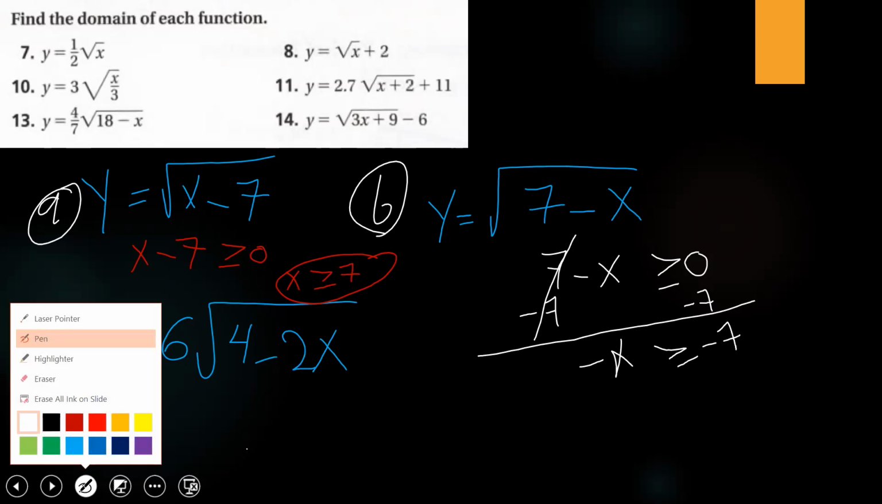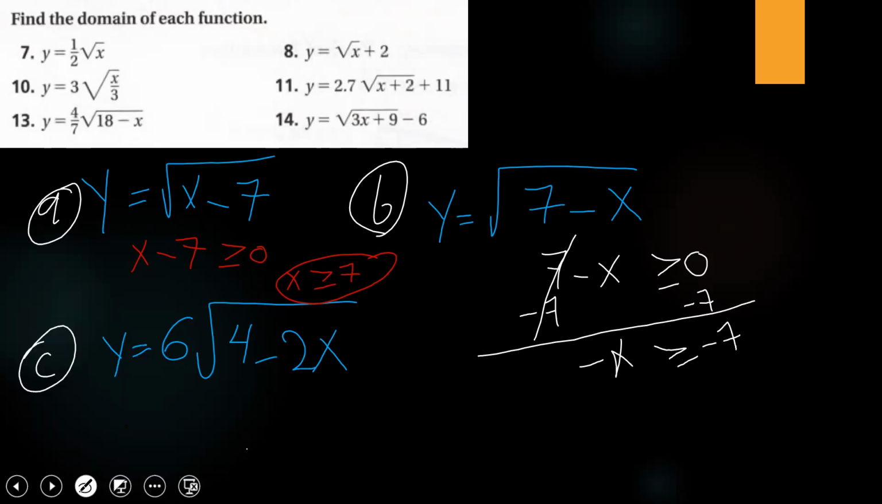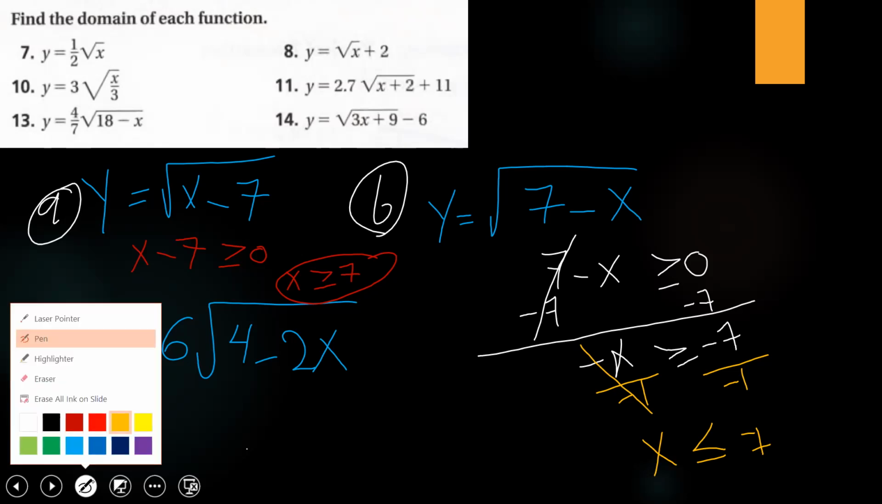But I have negative x. I want x. So I have to divide by negative 1. Since I'm dividing by a negative number, I have to flip the sign. So it will be x less than or equal 7. Is it clear? Yes, teacher, it's clear.